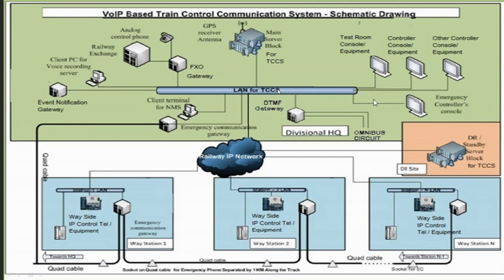Then this is the LAN network, the total LAN network for this control communication system. This is the main server block, where the main software will be in the servers. It will have duplicate servers, standby servers. This is the main server which will run this control communication system. Here you have different consoles. One is the test room connectivity, all connections through IP only. Here you have the controller's console, the main controller, and additional controllers. And this is your emergency controller's console. All these consoles will be connected to this LAN network. One side you will have the server block and the remaining side you will have your IP consoles.